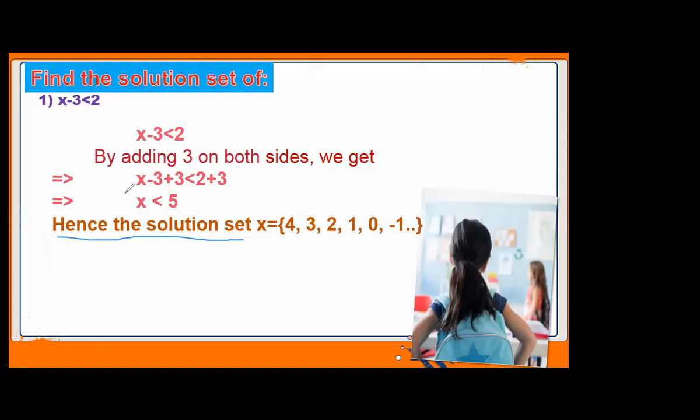For example, if y is mentioned over here, we will mention the solution set y. We have to mention the variable which is given in the question. So x is less than 5 means curly bracket open, because it's a solution set, and we know that sets must be enclosed within the curly bracket. So we get 4, 3, 2, 1, 0, minus 1, minus 2, and so on, curly bracket close.